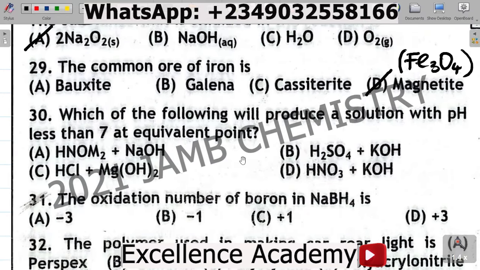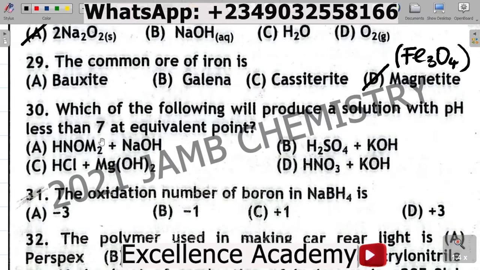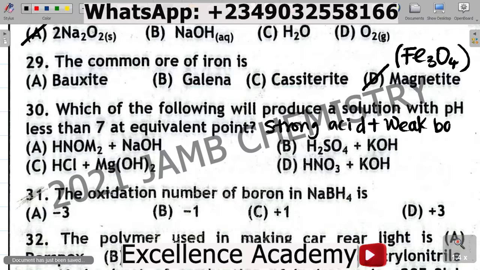Now, finally, question 30. 30 says, which of the following will produce a solution with pH less than 7 at equivalent points? You have option A, B, C, and D. Now, for this question, you want to note something. Now, for you to have a pH less than 7, you must be having a combination of a strong acid. So it should be a strong acid combining with a weak base. All right. When you combine a strong acid and a weak base, the pH would be less than 7.